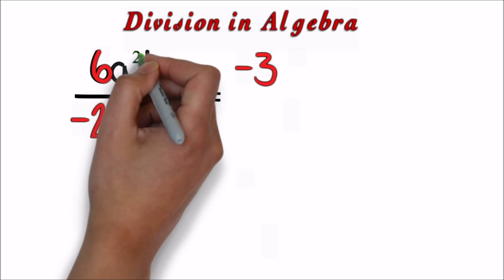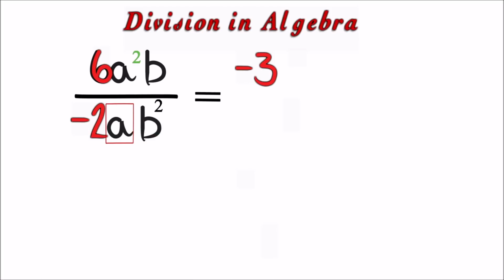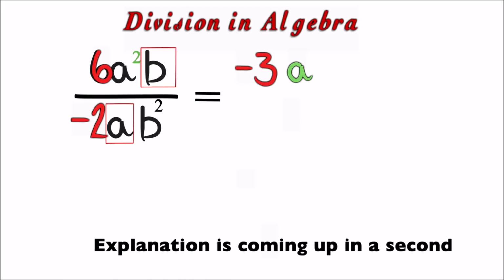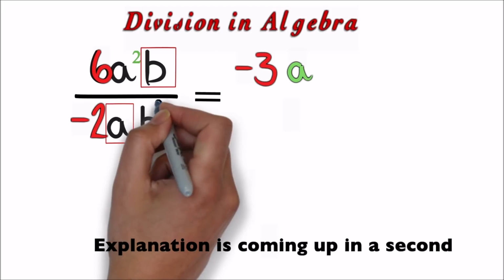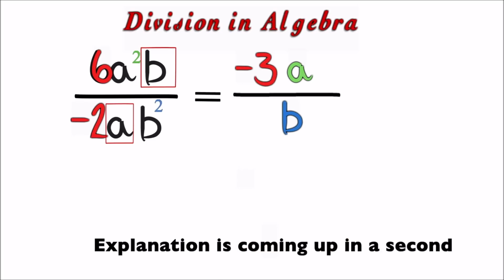Now we say there are 2 a's at the top and 1 at the bottom, so there will be 1 left at the top. There is 1 b at the top and there are 2 at the bottom, so there will be 1 left at the bottom.